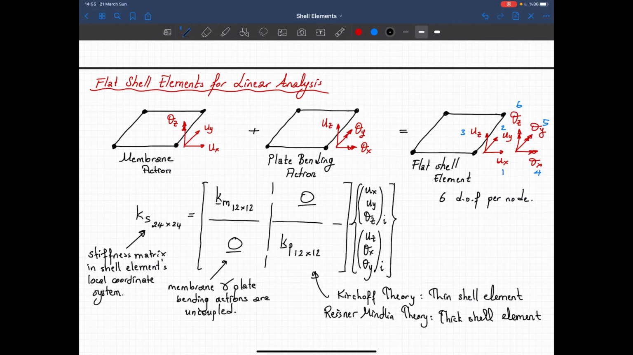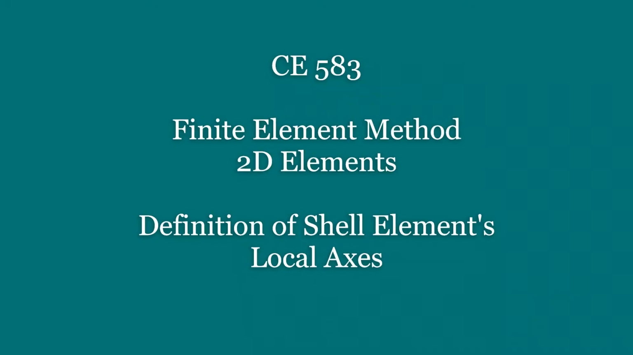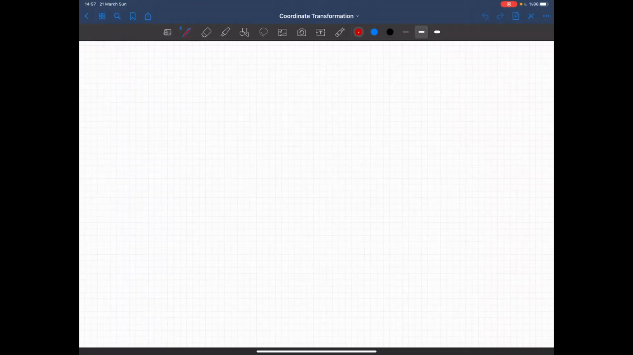In order to combine this stiffness matrix with the stiffness matrix of other members, we should be able to perform a coordinate transformation. Now let's see how we can do coordinate transformation in 3D for quadrilateral shell elements.